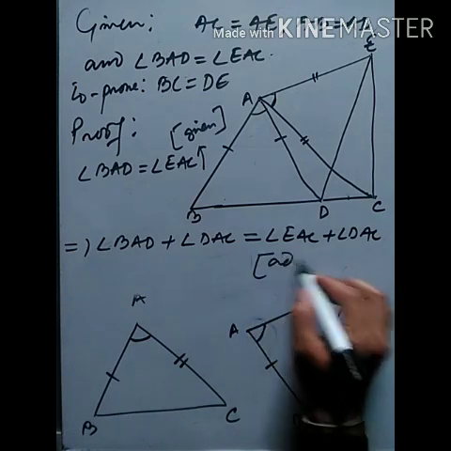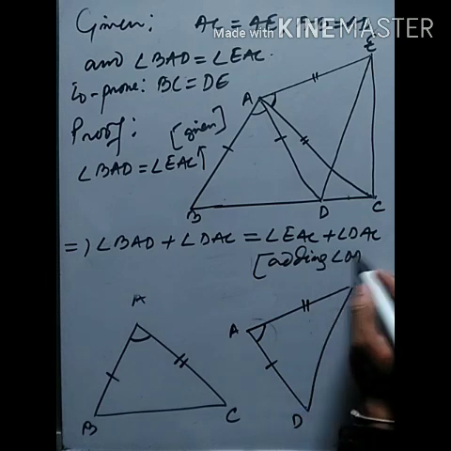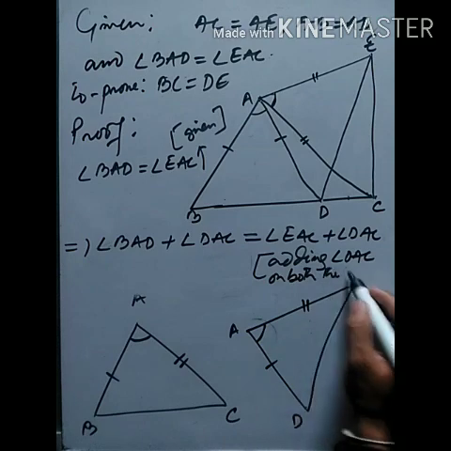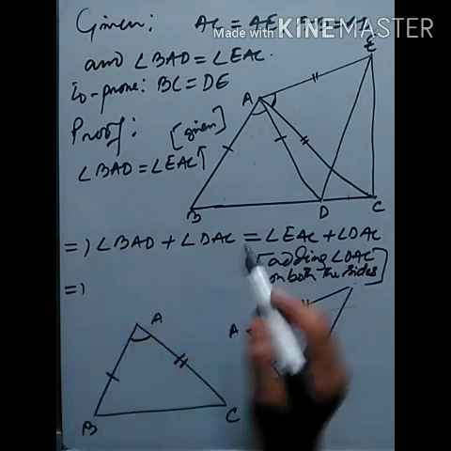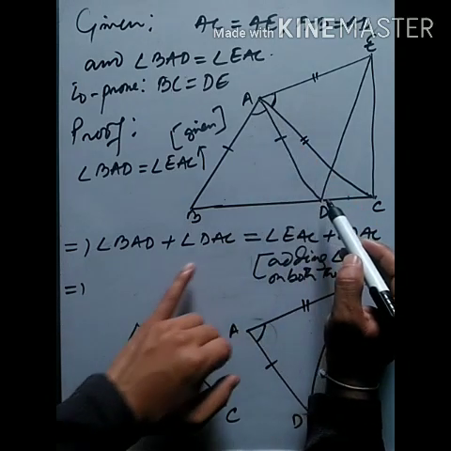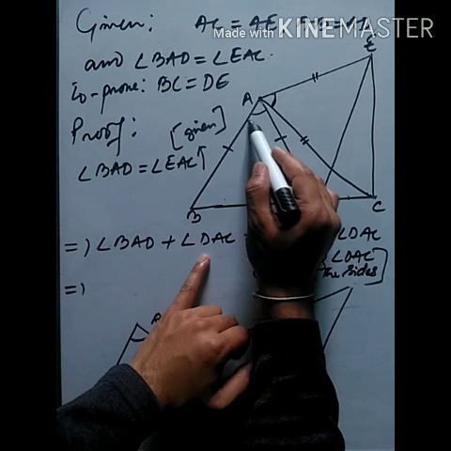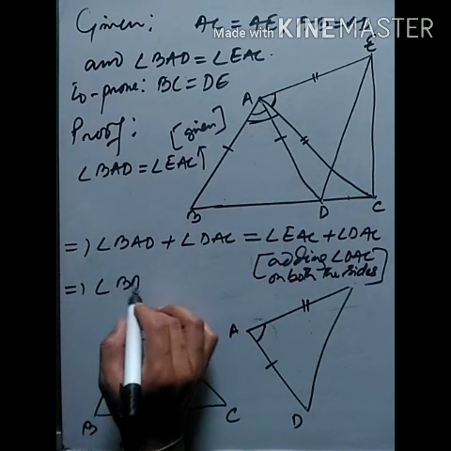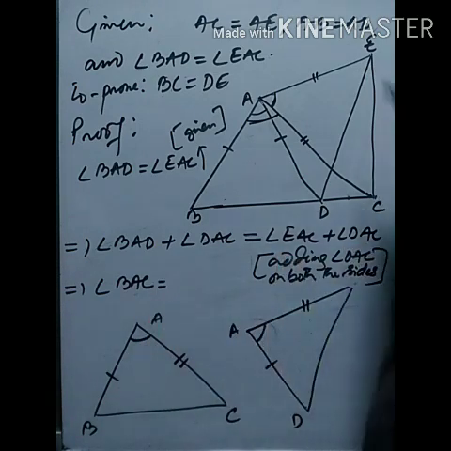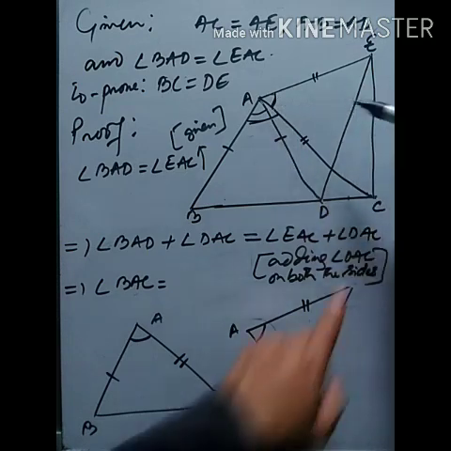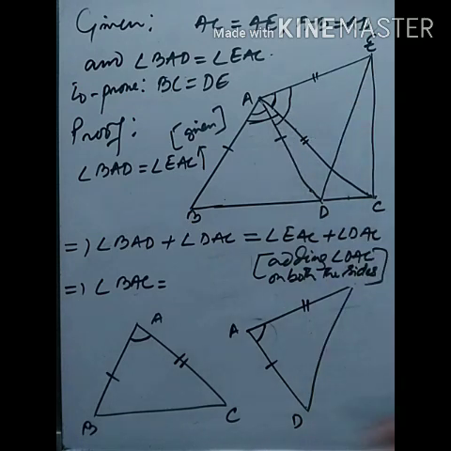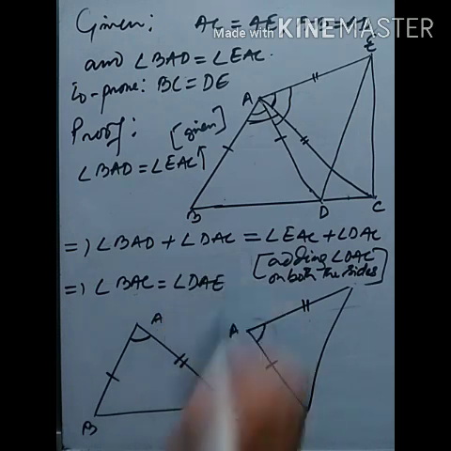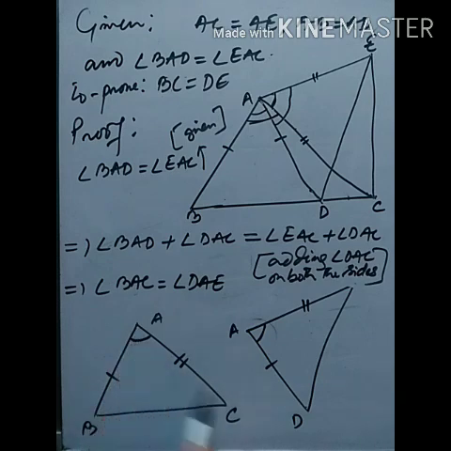So what I'm doing here now, you please give the reason here. So I'll write here, adding angle DAC on both the sides. So next we have angle BAD plus DAC. DAC, that means it goes up to here. So we have angle BAC. Next, on the right hand side, EAC, this angle, then I'm adding DAC. DAC, that means we are talking about this angle. So this is DAE angle, DAE. Now BAC, this angle is equal to DAE.